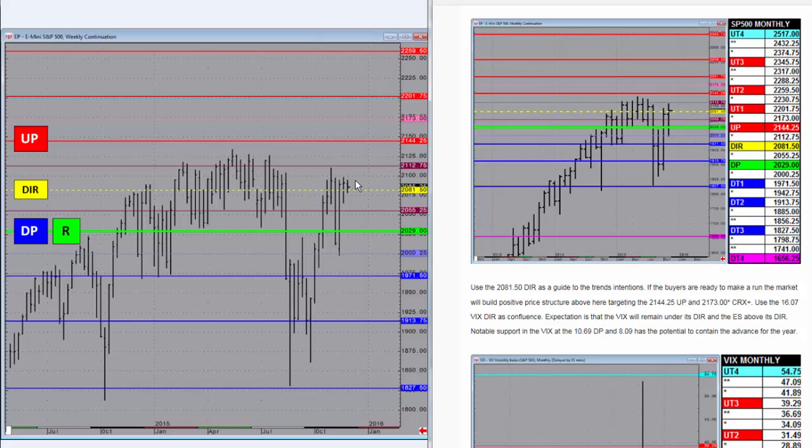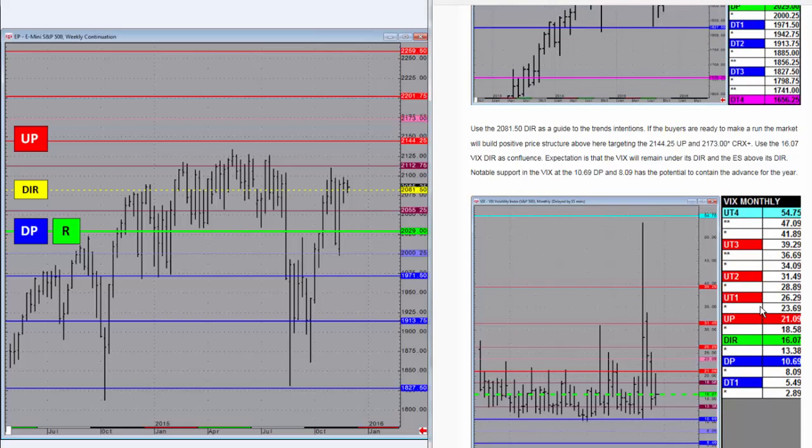And as long as it's holding positive price structure, we should anticipate at least one average price map distance, which would bring us up to 2144.25. Again, that's kind of the minimum move. We could easily see 2 APMDs to bring us up to 2201.75. The outlook also includes some analysis on the VIX, and so it's nice to have this.